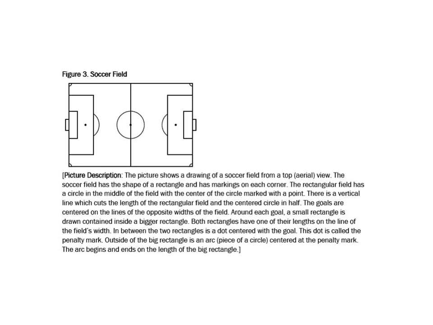Outside the big rectangle is an arc, which is a piece of a circle that's centered on the penalty marks. This arc right here is centered on that. So if we were to continue this circle around, not a great circle, but it would be centered on that there. Okay? So that's what's going on there. And the arc begins and ends on this big rectangle here, the penalty box there.